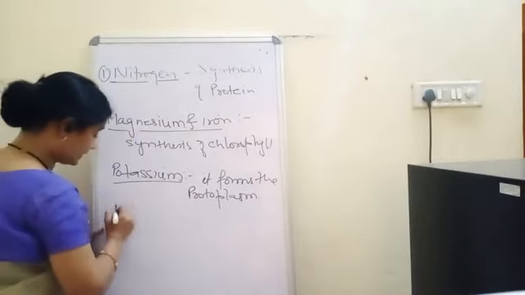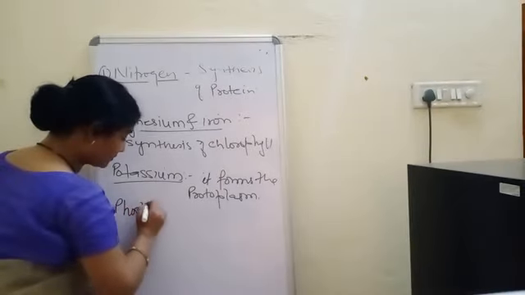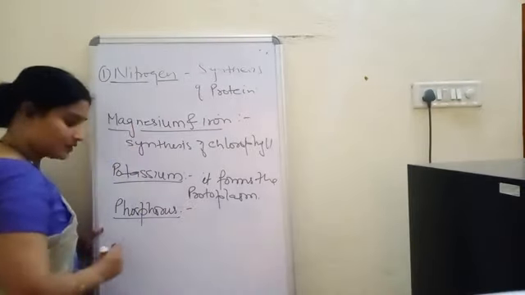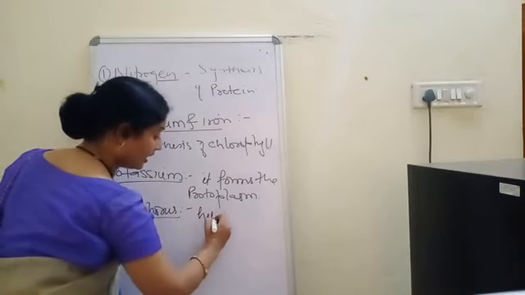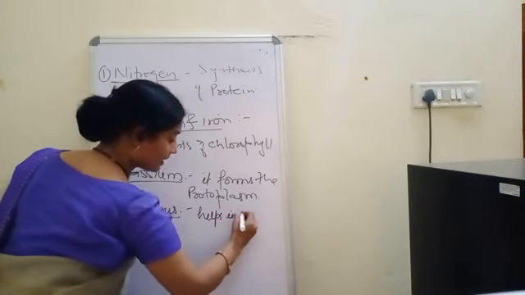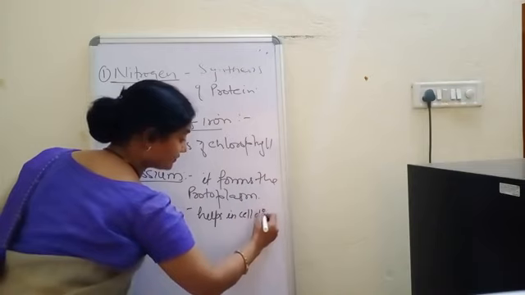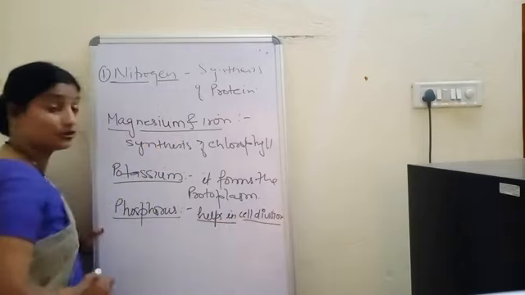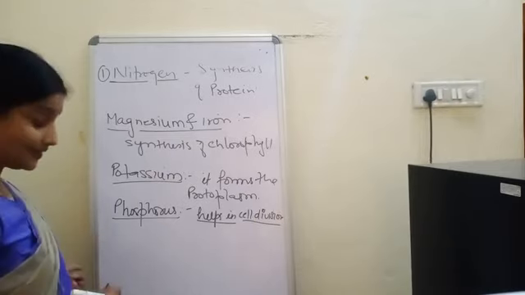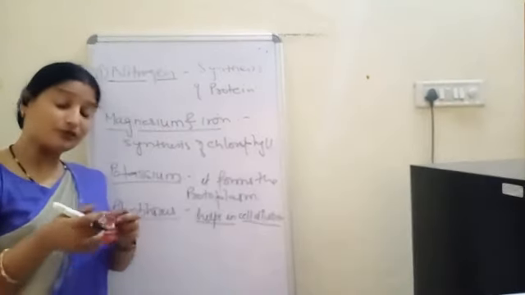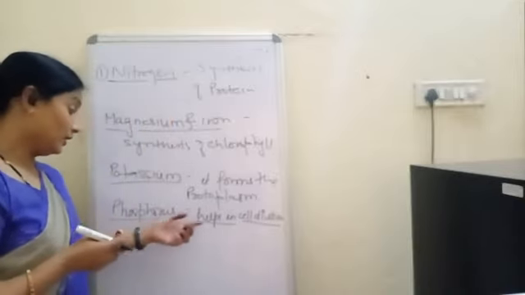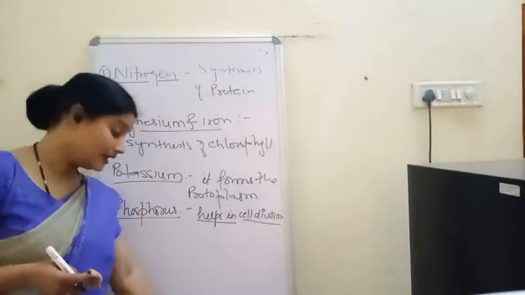Clear? Then next is phosphorus. Now this phosphorus helps in cell division. Important point to note down. We all will see that a cell divides to form new cells and then only the size of the plant will grow. So this phosphorus helps in cell division.